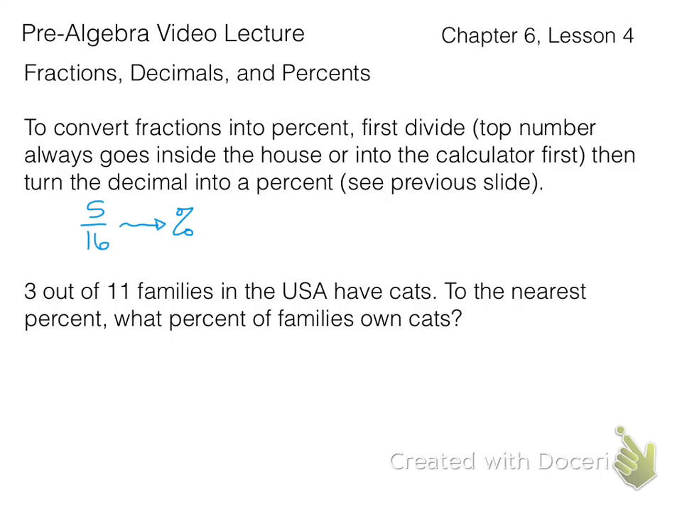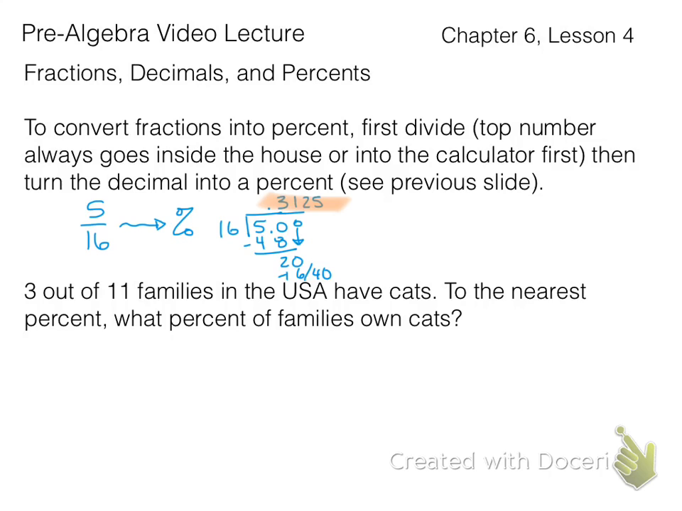To convert fractions into a percent, first divide. Remember, the top number always goes inside the house or into the calculator first. Top number always goes in first, guys. Always. Then turn the decimal into a percent. So to turn 5/16 into a percent, we really need to turn it into a decimal first. So we're going to do 5 divided by 16, which is, and I did a little bit of the math, but ended up being faster just doing it with the calculator, 0.3125.